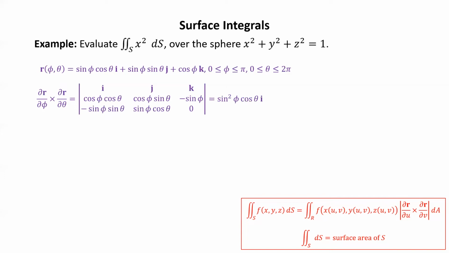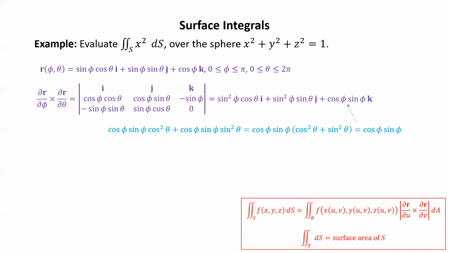Okay, now the i component is 0 minus minus, or just plus, sine squared phi cosine theta. For the j component, we get a minus minus, so just plus sine squared phi sine theta. For the k component, we get cosine phi cosine squared theta minus minus, or plus cosine phi sine squared theta. We could factor out the cosine phi sine phi from both terms, and we're left with cosine squared theta plus sine squared theta, which is just 1. So that gives us cosine phi sine phi, which is our k component.